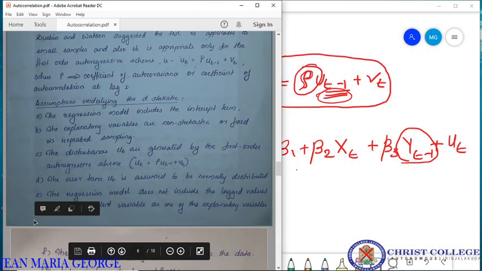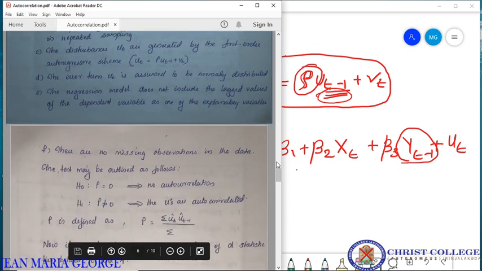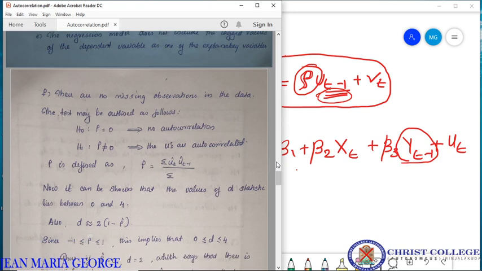Now the fifth assumption: there are no missing observations. So there is no missing data. All observations are considered. No missing observation is there. So these are the 5 or 6 assumptions that we have used in order to formulate the D statistic.